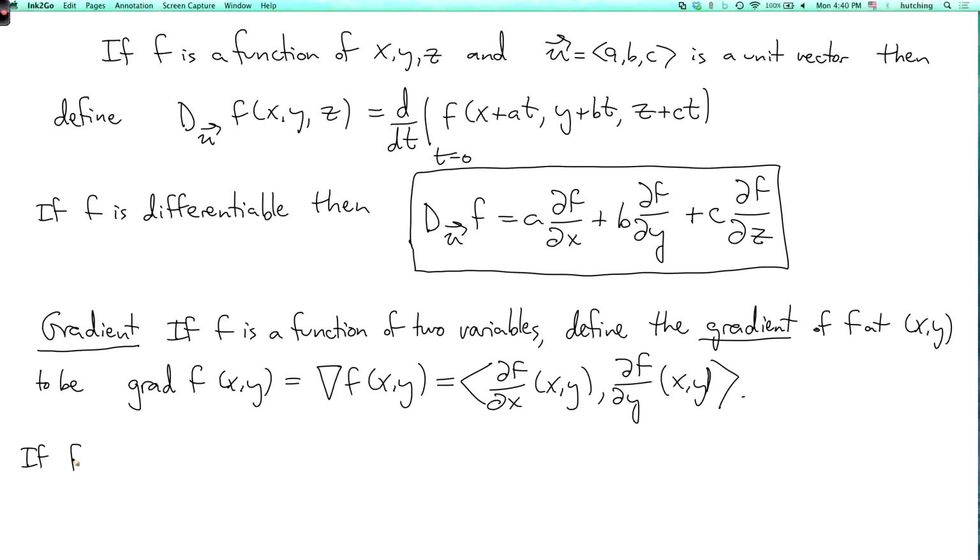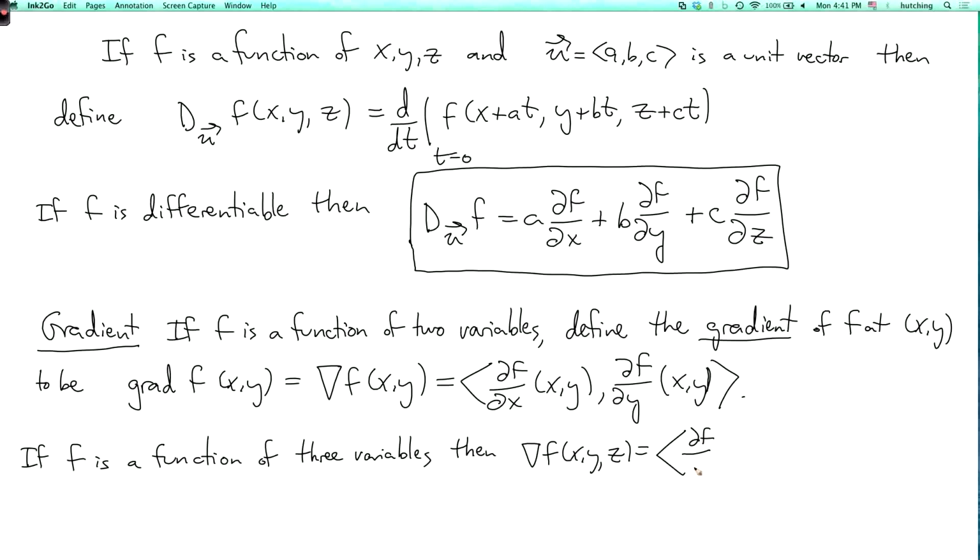And if f is a function of three variables, then the gradient of f at xyz is the vector consisting of the partial derivative with respect to x, partial derivative with respect to y, partial derivative with respect to z, all evaluated at x, y, and z, assuming that these derivatives are defined.